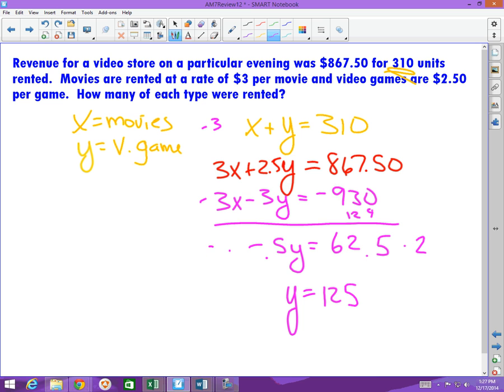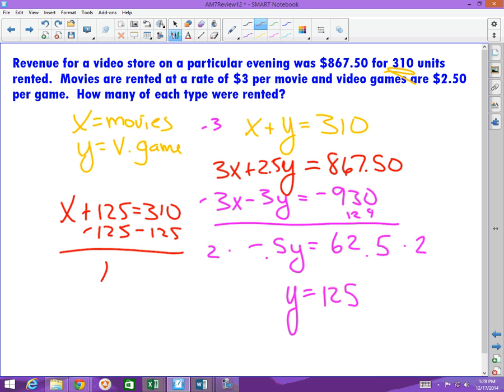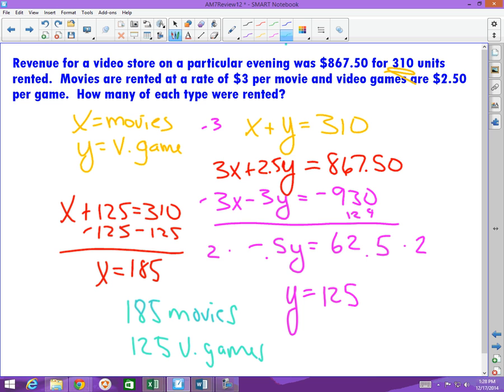And so then if y is 125, x plus 125 equals 310. Subtract 125, and x equals 185. And so you have 185 movies and 125 video games that were rented on that particular day.